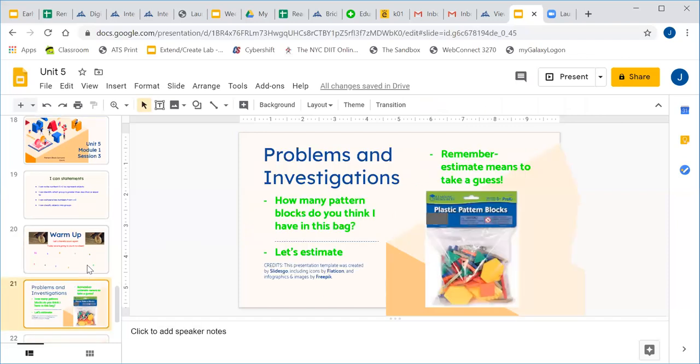All right, so today we're going to look at this. I have a bag here on my screen. If you notice, I have a bag right here. And I want you to look at this bag, okay? I'm going to ask you this question.